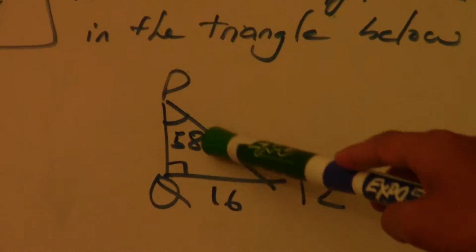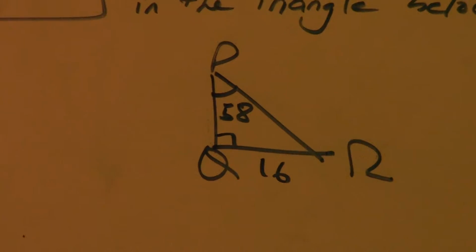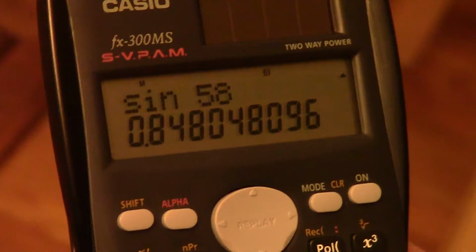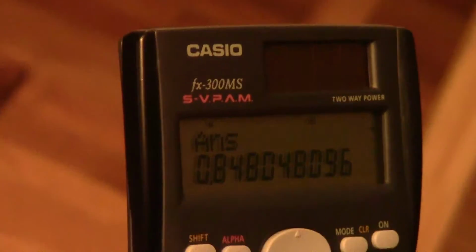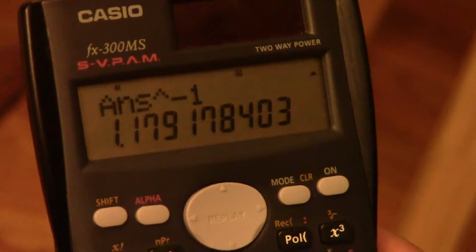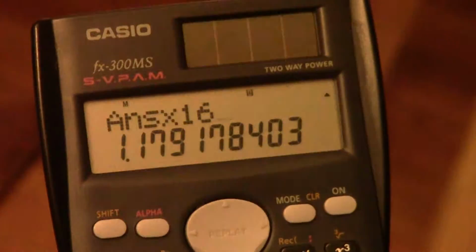So it'd be SOHCAHTOA, sinus, opposite over hypotenuse. So it's going to be 16 over something is equal to sinus 58. So we type in sinus 58, which is equal to this number. It's the same thing as 16 divided by the number that we don't know. But we want to switch that so it'll be easier. So to switch that, we do answer to the power of -1. We get this number, and that means it's the number divided by 16. So we can just multiply by 16 and get it out, right? So answer multiplied by 16.